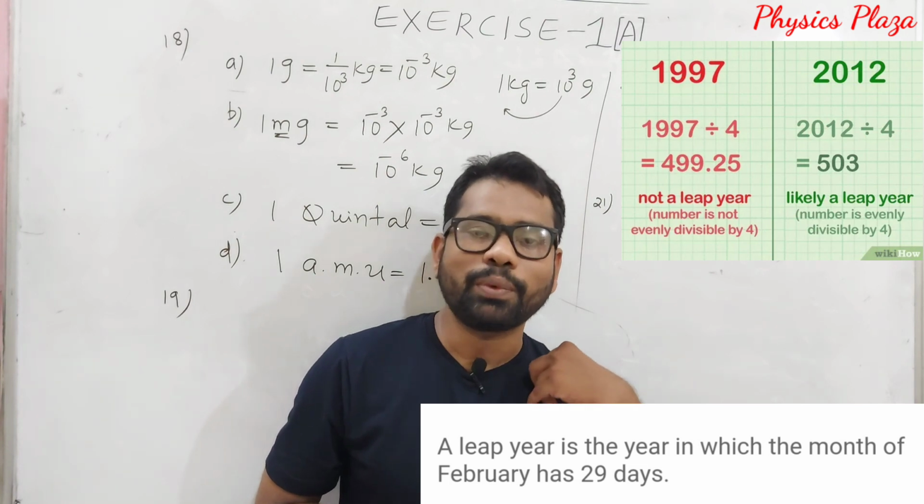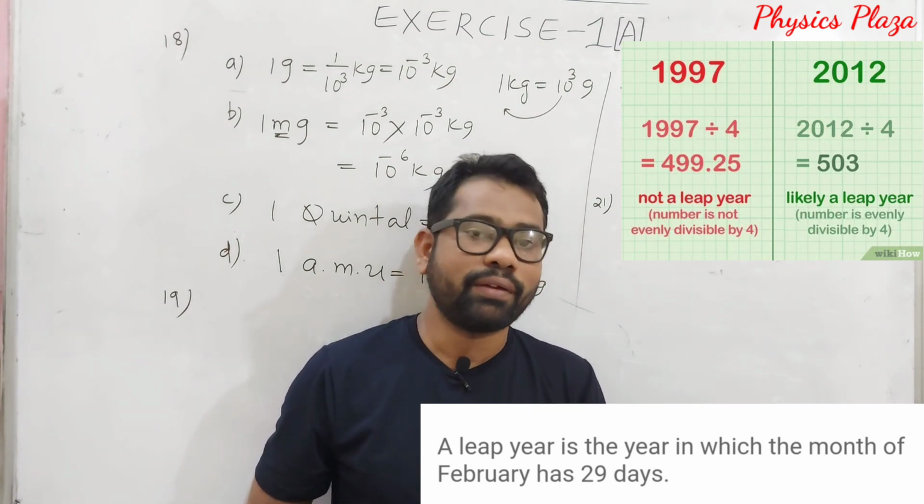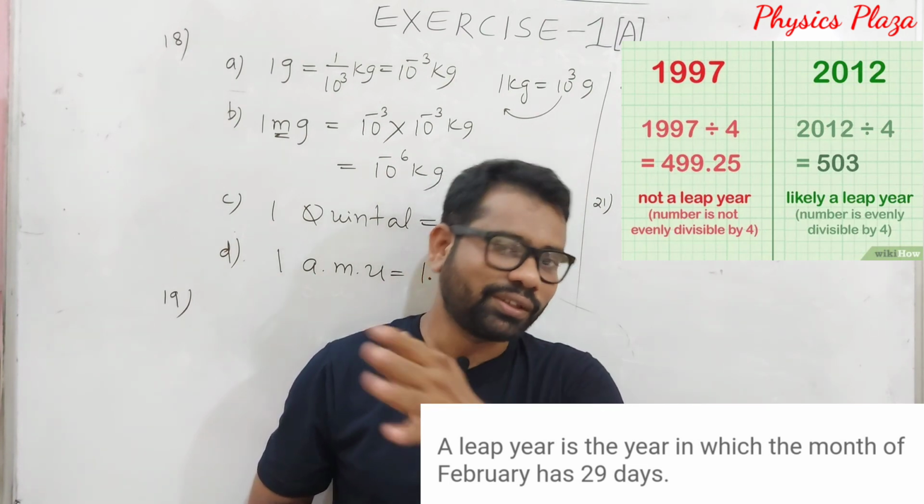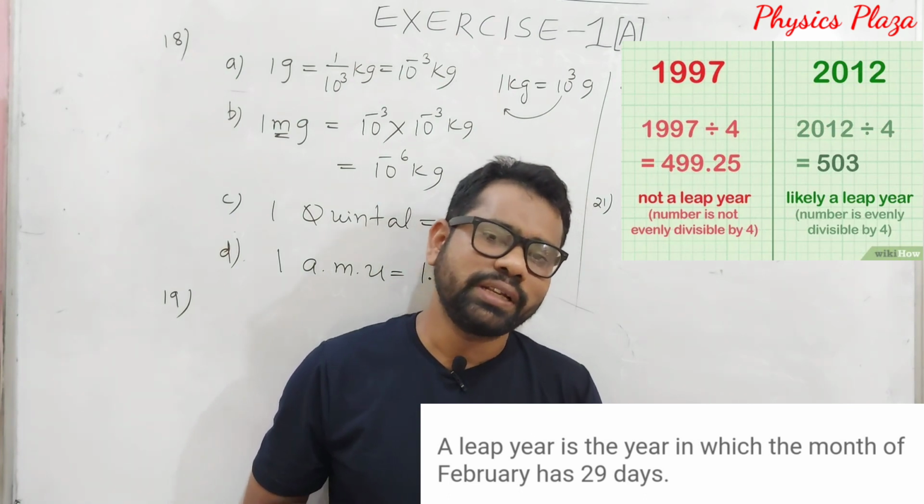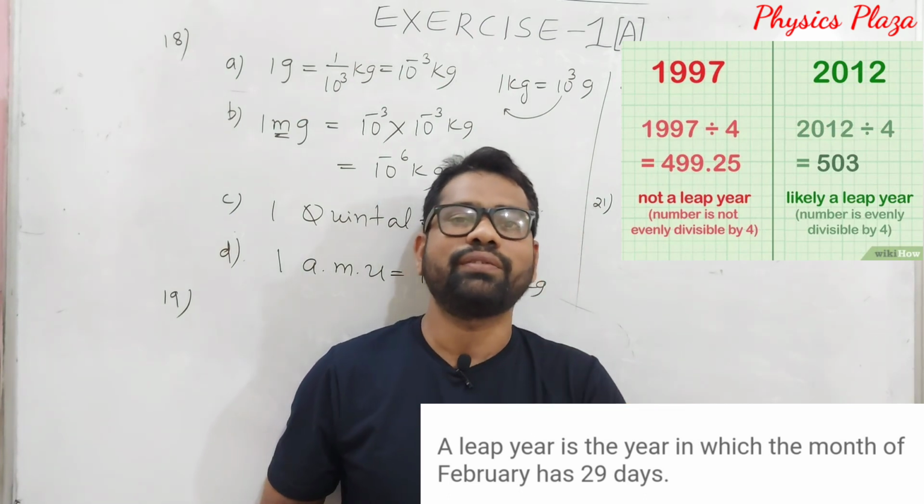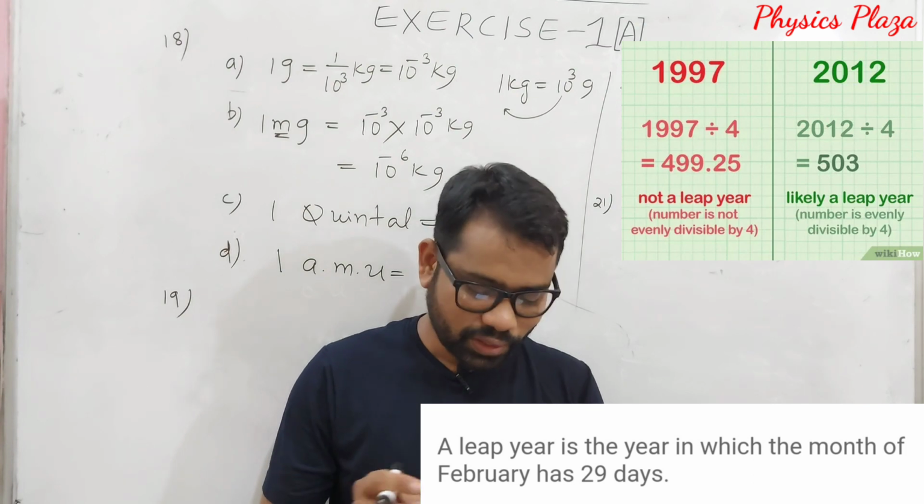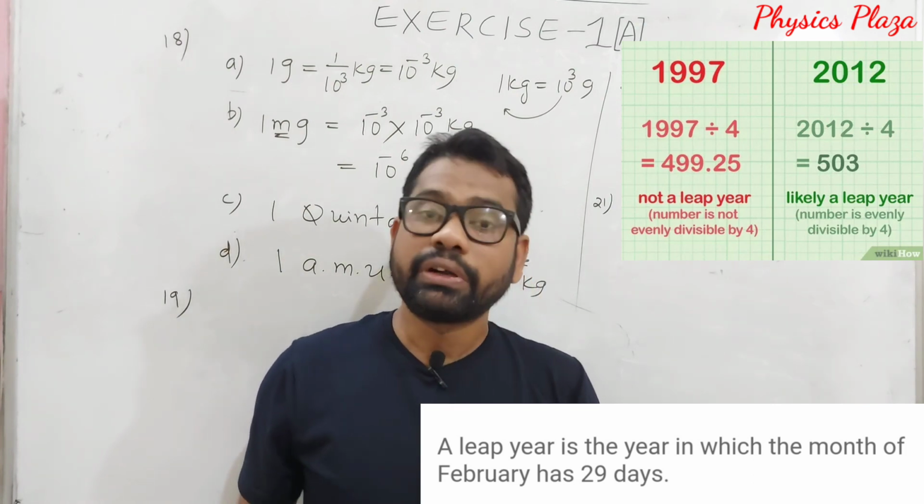Generally, for a normal year we will be having 365 days, but a leap year will be having 366. So how do we decide whether a given year is a leap year or not? Just divide it by 4, the 4 table. That's it. Yeah, that is the 21st question.